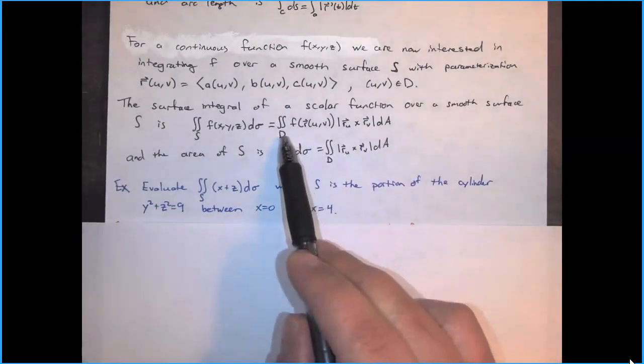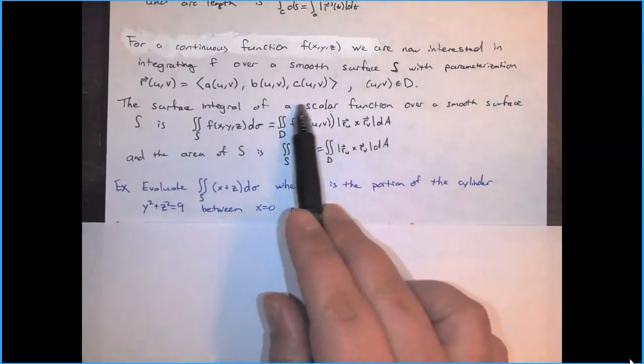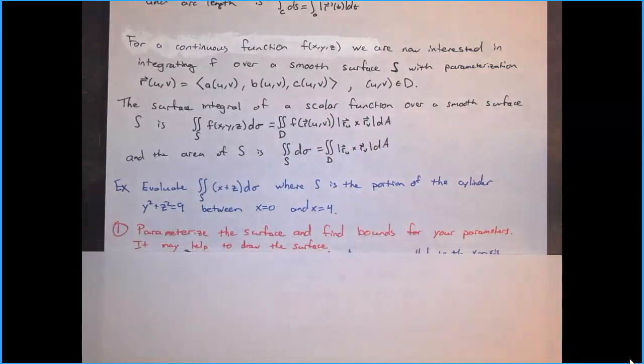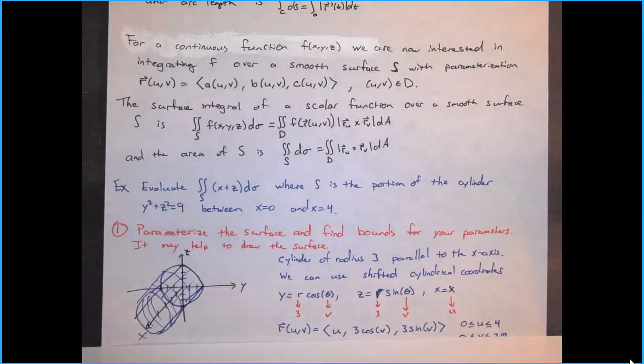We eventually want to set up an integral that looks like this. But if we break it down, let's start by parameterizing the surface and then finding bounds of integration. So we're going to figure out what u and v are and then find bounds on u and v. So it may help to draw the surface. So let's go ahead. I've drawn the surface here.